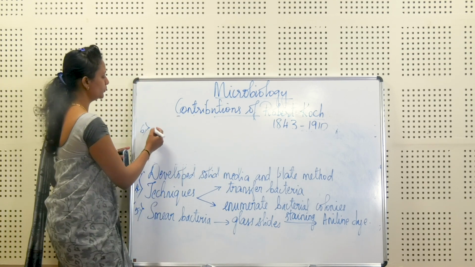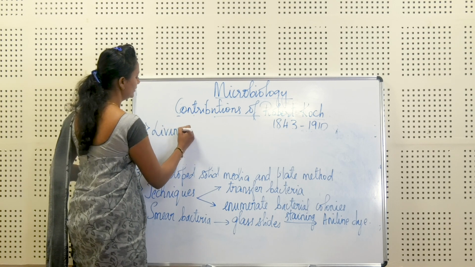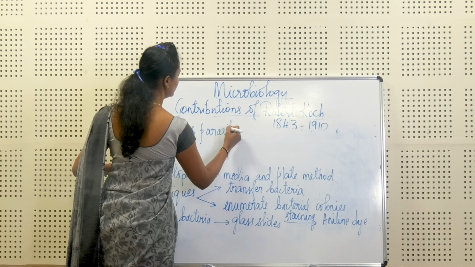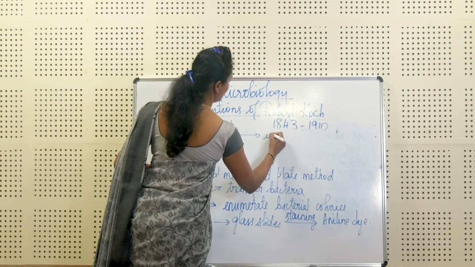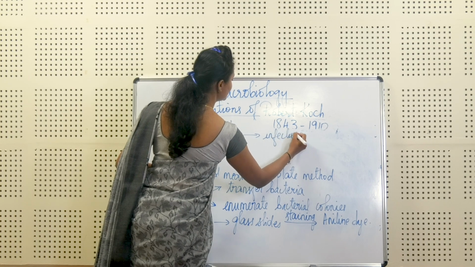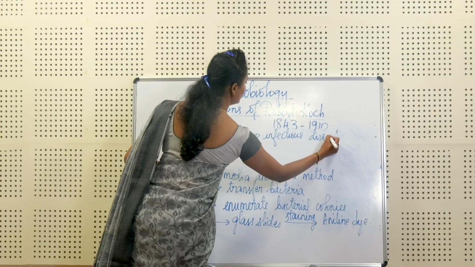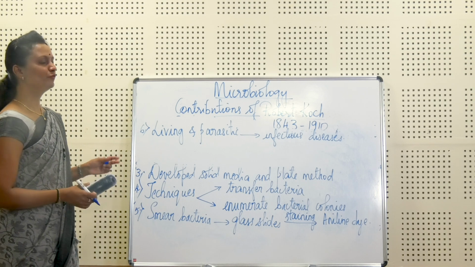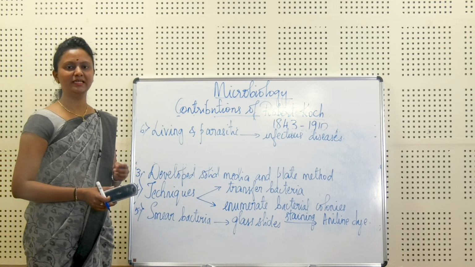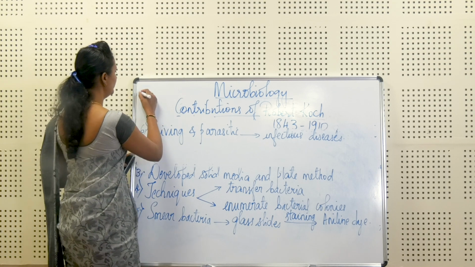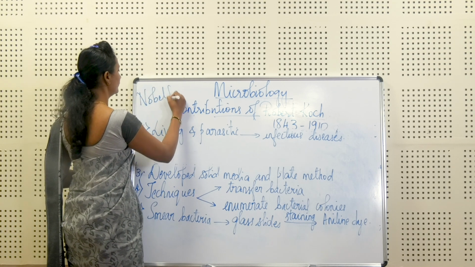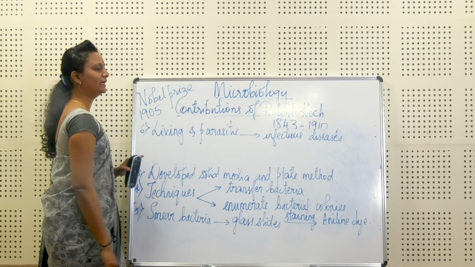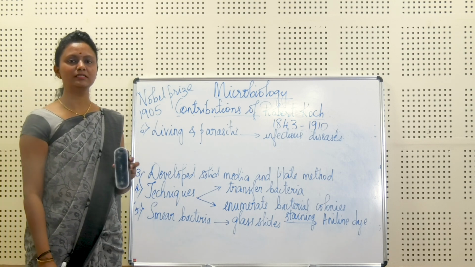Robert Koch also showed that certain living and parasitic organisms cause infectious diseases in other organisms. For all his notable contributions, he received the Nobel Prize in the year 1905 in the field of medicine and physiology.